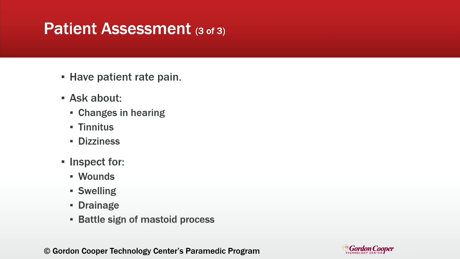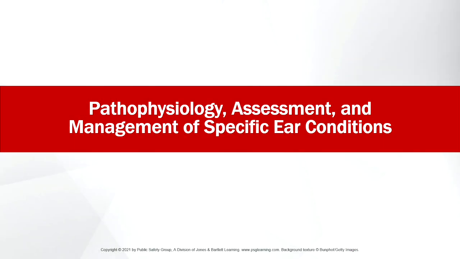Have the patient rate their pain and use OPQRST to round out your history taking. Ask the patients about changes in hearing, if they experience any tinnitus, such as ringing, buzzing, or hissing in the ears, dizziness, and of course you want to inspect and palpate for wounds, swelling, look for drainage, look behind the ears for bruising behind the ears, known as Battle sign, that may be seen with some skull fractures, and it would be a very noteworthy sign if we've seen that on a patient.